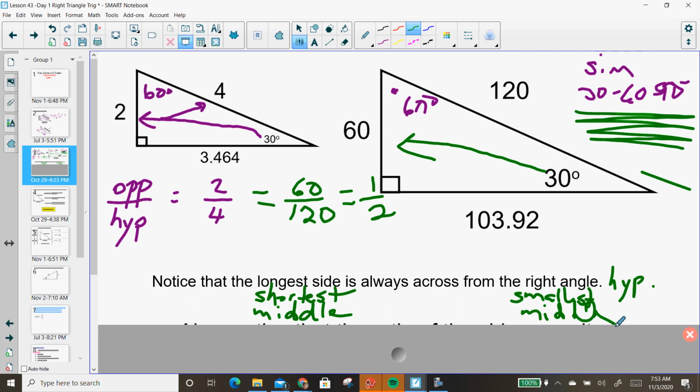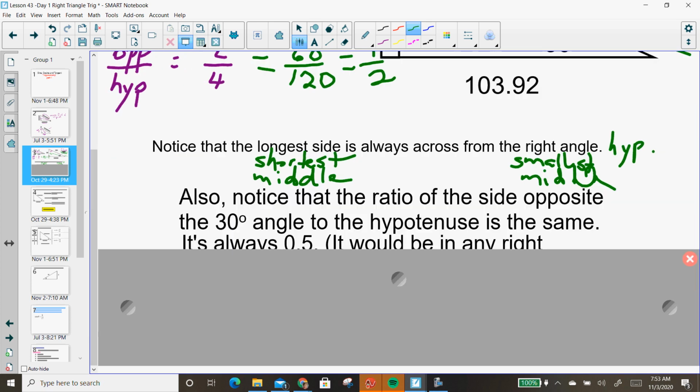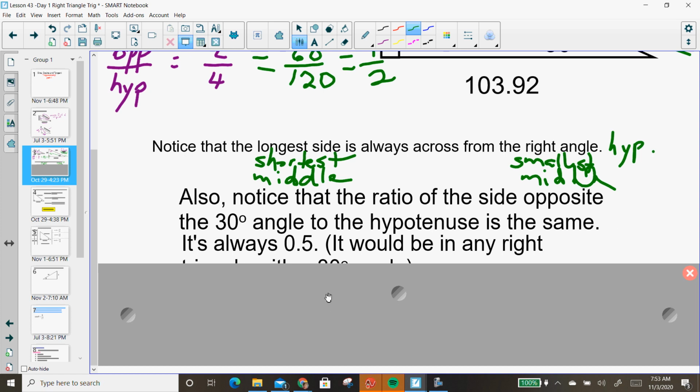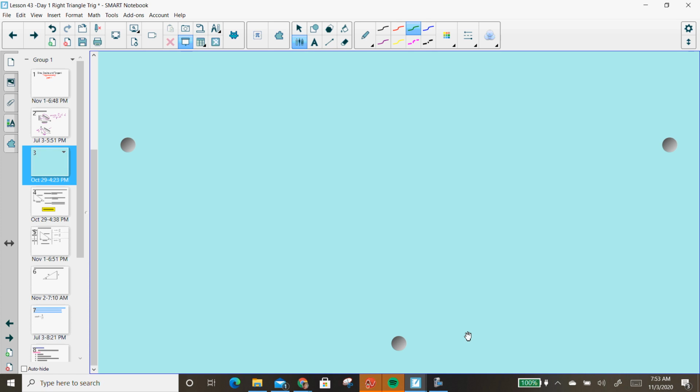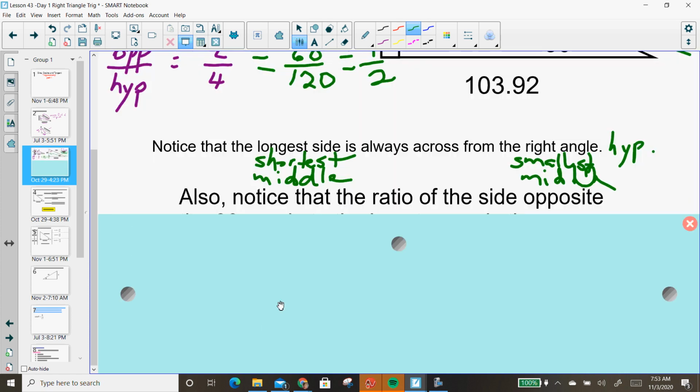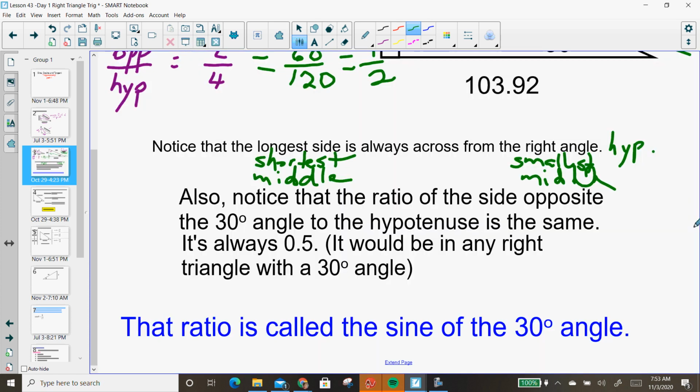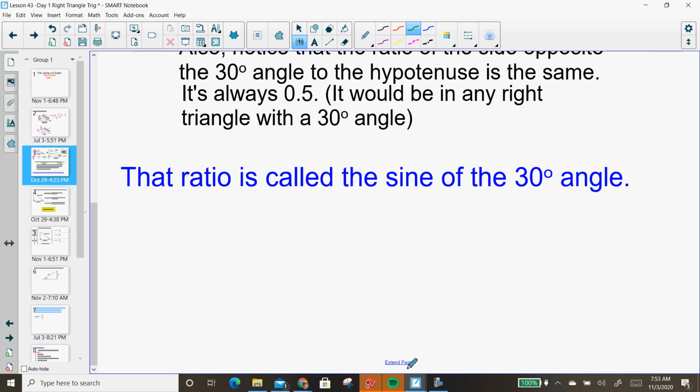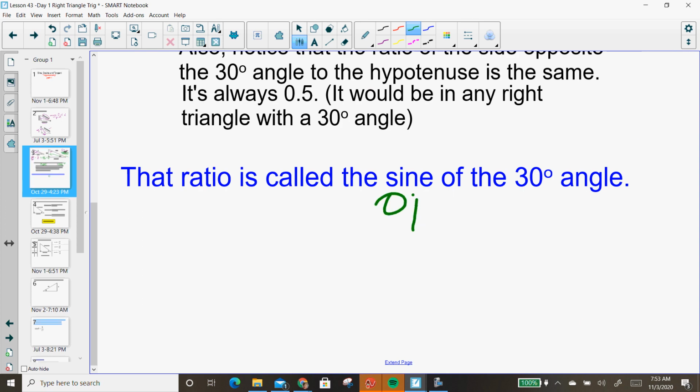103.92 was the middle side. It was across from the 60-degree angle. Okay, we also noticed that the ratio of the opposite over the hypotenuse was a half on both of those, and it will be the same for any 30, 60, 90 triangle. That ratio is what we are going to call the sine of the angle. It is going to be the opposite side over the hypotenuse.